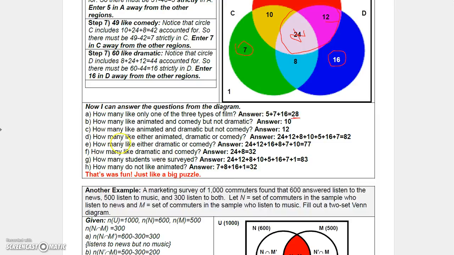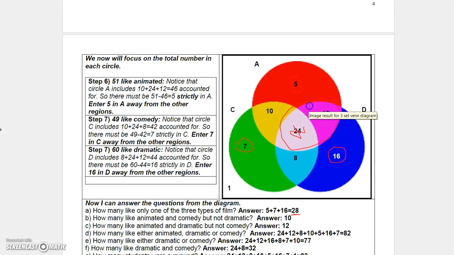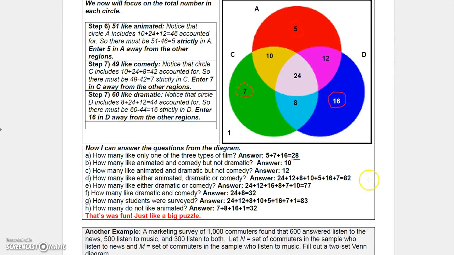And then the next question says, how many like either one or the other? Well, since none of these sets intersect, I can just add everything up. How many like either animated, comedy, or drama? Well, just add them all up. Let's start from the middle. 24 plus 12 plus 10 plus 8 plus 16 plus 5 plus 7. And add that up, and that gives me 82 people that fall within those circles.